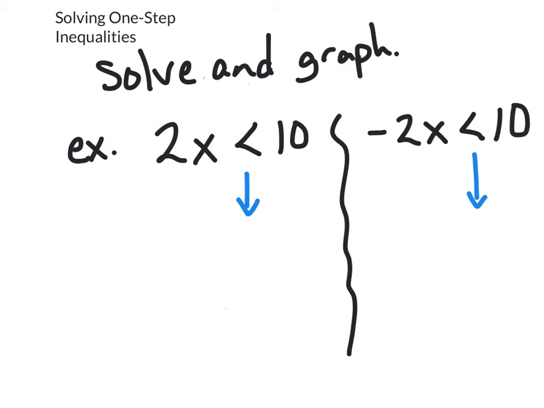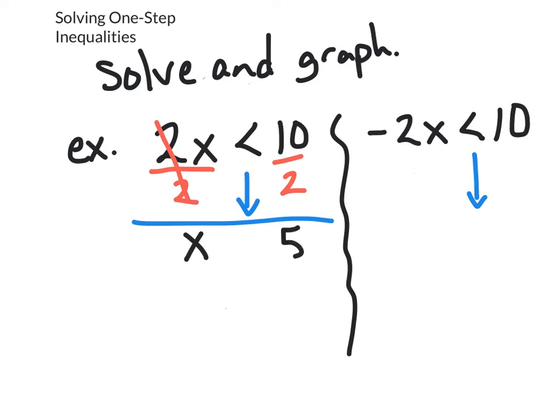So on this first inequality, off to the left here, to solve this, I actually need to divide by 2 on both sides. So I'm going to go ahead and divide both sides by 2. And when I do that, what happens here? The 2's cancel. Here's my x here. 10 divided by 2 is positive 5.